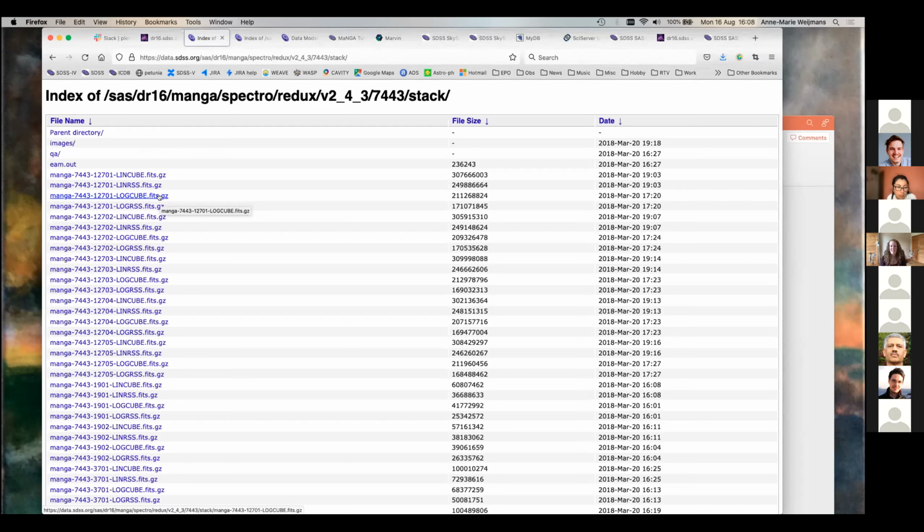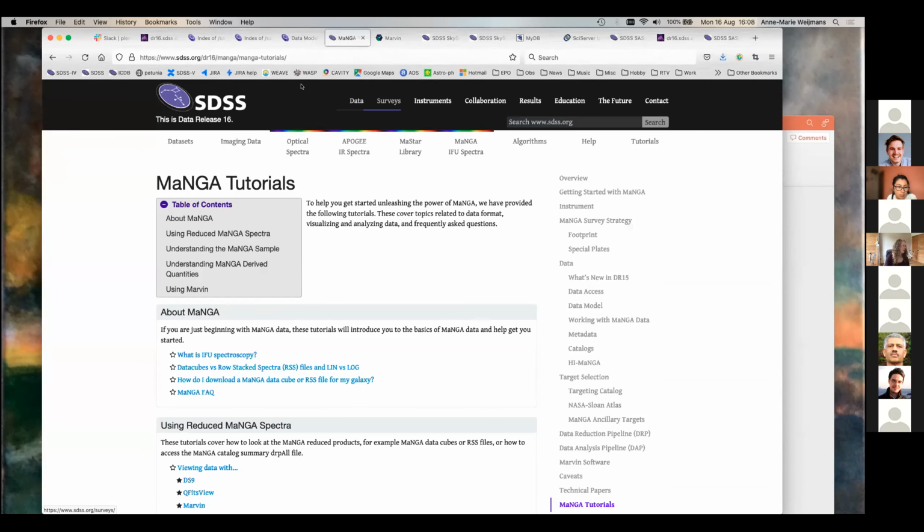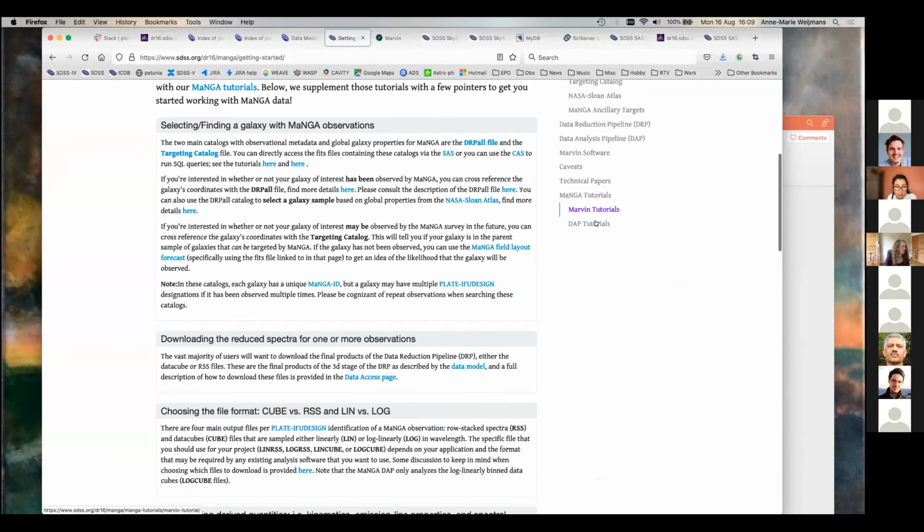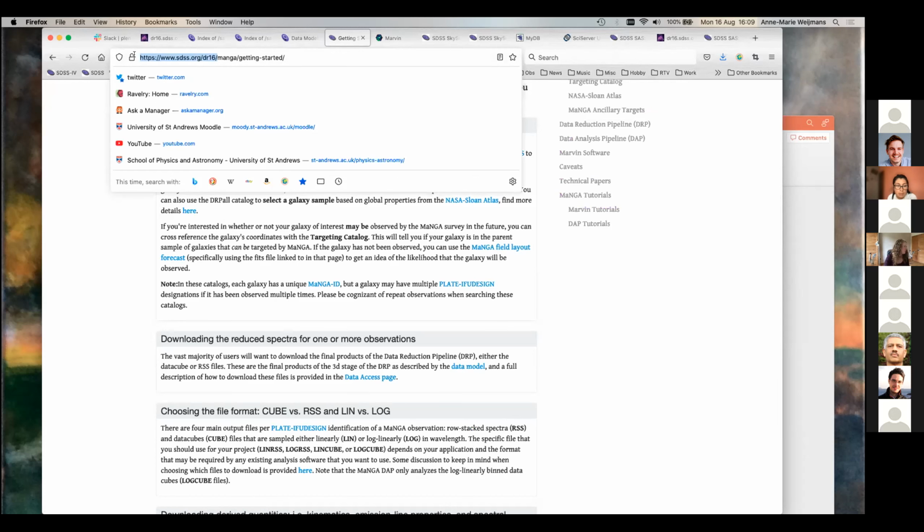If you now think, well, that's easy for you to say because you know exactly where to go and where to navigate to find this, we have a website where for each different survey, we have documentation to tell you where to find the data. So for instance, for MaNGA, I'm just using again this as an example. There is a Getting Started with MaNGA page. There we are. And also all the surveys have a list of tutorials that you can go through. So I'm just also going to copy this one in the chat if you want to have that link.